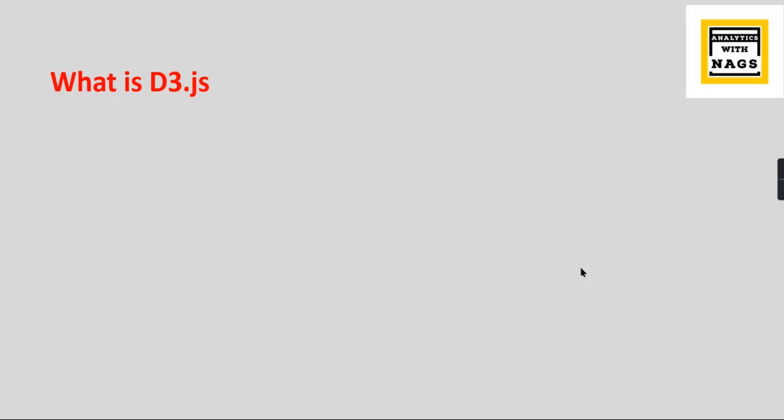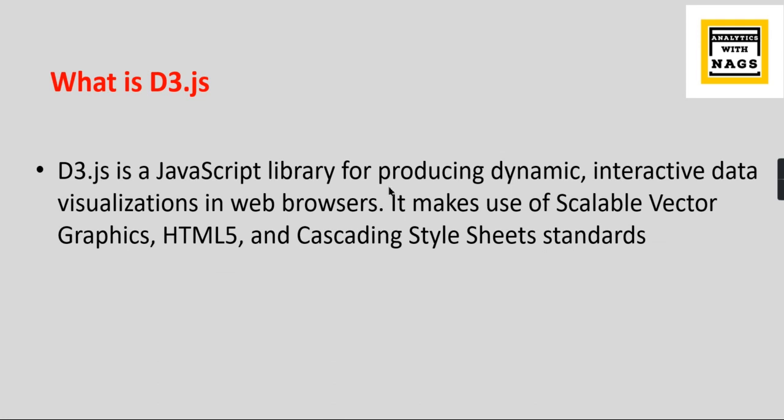Let's begin. So what is D3.js? It is basically a JavaScript library for producing dynamic, interactive data visualization in web browsers. It makes use of scalable vector graphics, HTML5, and cascading style sheet standards. If you are a web developer and want to build visualizations, you use different technologies, and one of them is D3.js. Using this, people create different visuals for web applications.